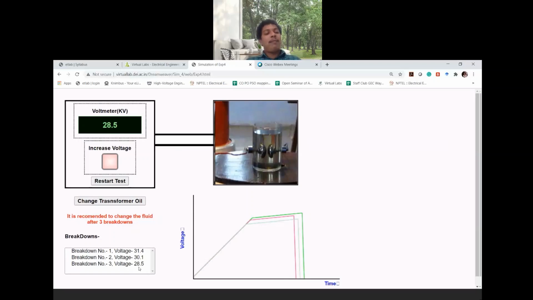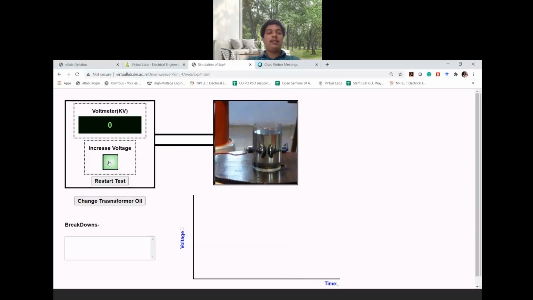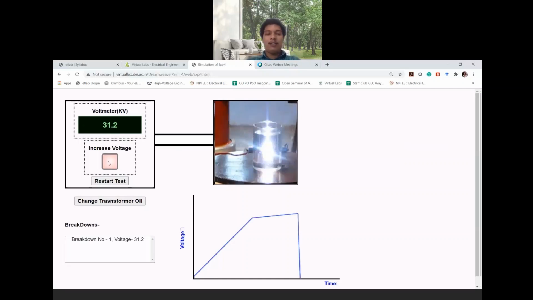Once it has happened, you can see in the red line here, it is recommended to change the fluid after 3 breakdowns. In reality also that is what you do. After 3 breakdowns, there will be carbonization over the electrode, and the transformer oil will be spoiled a lot. At that time, we change the transformer oil and start the test again. These 3 readings you have already taken. Now this is the fourth reading. Again we will conduct the test, and in the fourth reading you will get another value, which is 31.2 kV.